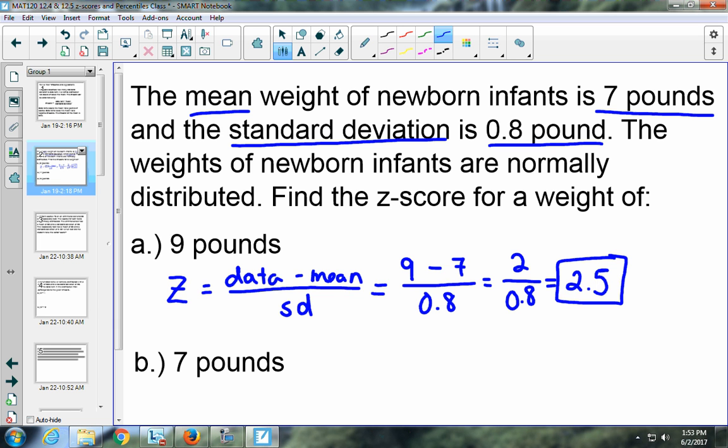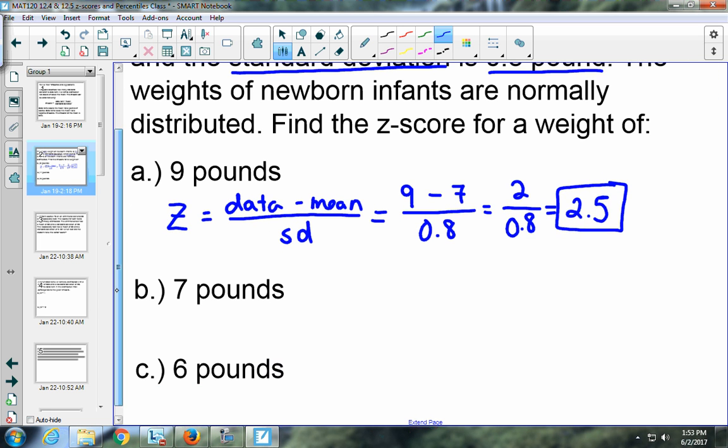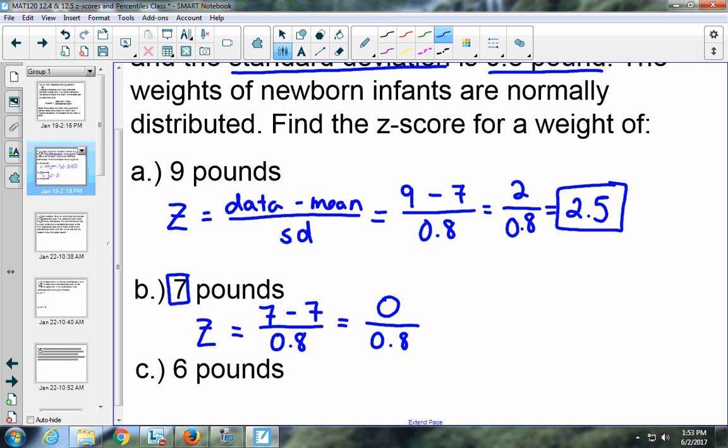If we look at the next part, 7 pounds, the only thing that changes here is the data item. 7 is our new data item. Our z-score will be 7 minus 7 over that standard deviation 0.8. The mean of 7 has not changed. The standard deviation of 0.8 has not changed. 7 minus 7 gives us 0, and 0 divided by anything also gives us 0.